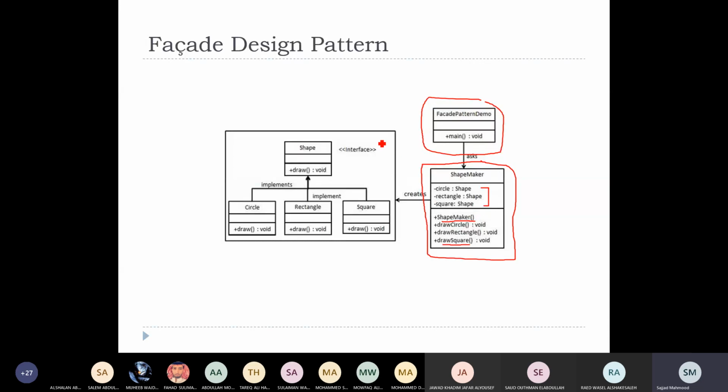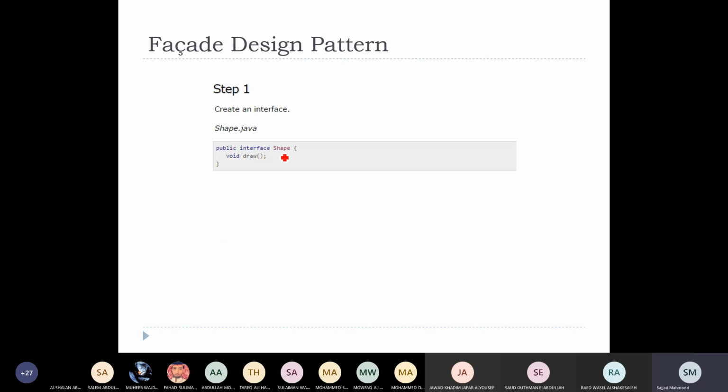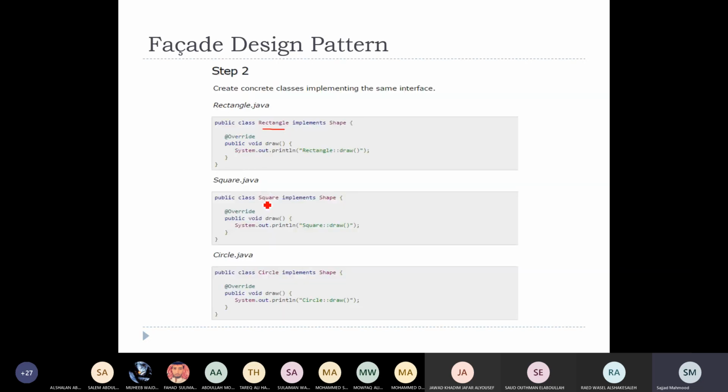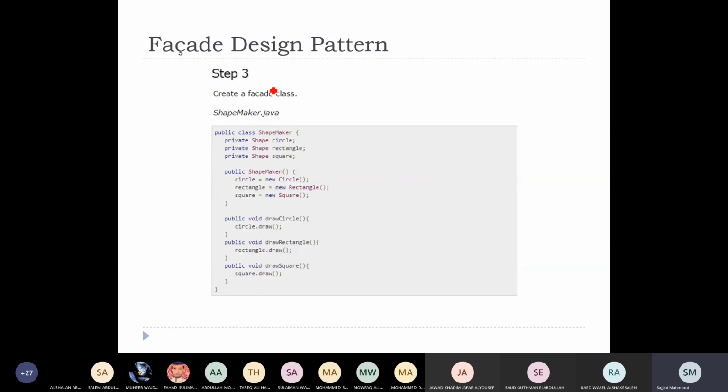So, again, this part is very simple. I think we have seen it again and again. Basically, you have the shape interface, and then you have the rectangles, the squares, and the circles implementing the shapes. Now, this is our facade class, the shape maker. And as I said, you will have these private objects of 3 circles, rectangles, and squares. What's happening inside your constructor?